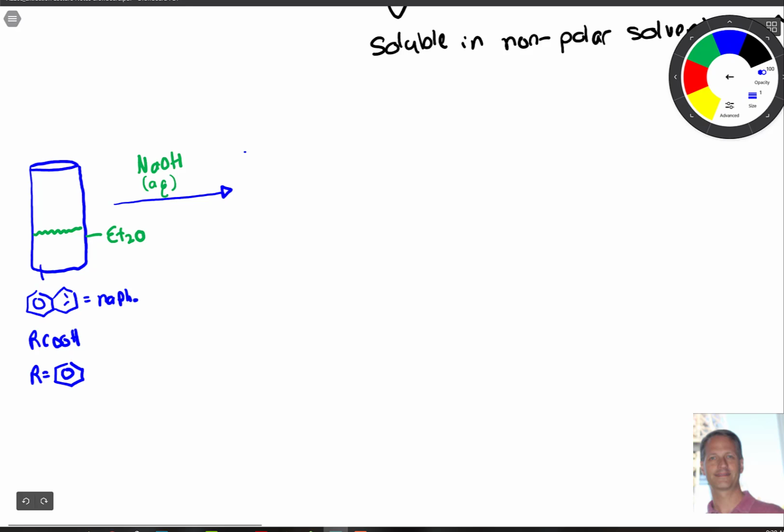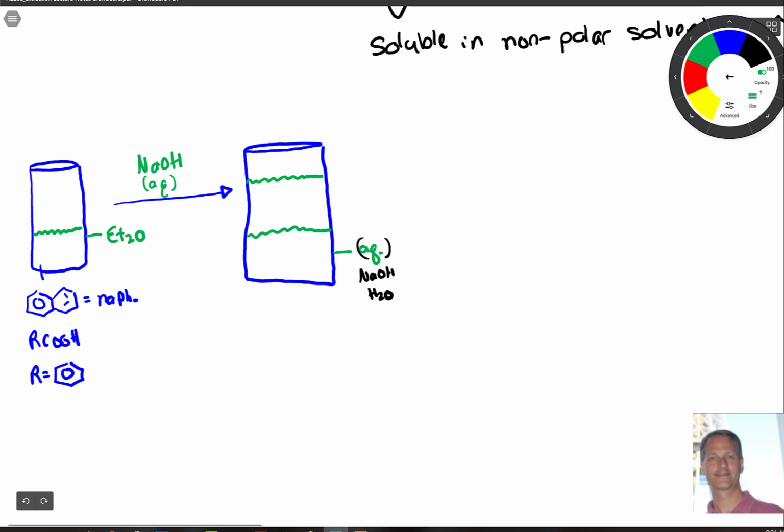So I'm going to take our conical vial and I want to kind of expand it a little bit here so that I can draw in some levels and you can see things a little bit better. So when we add water to diethyl ether, we form two layers. So this bottom layer down here is going to be your aqueous layer. So that'll contain sodium hydroxide and H2O. That's what AQ means here. And the top layer is going to be your diethyl ether layer.